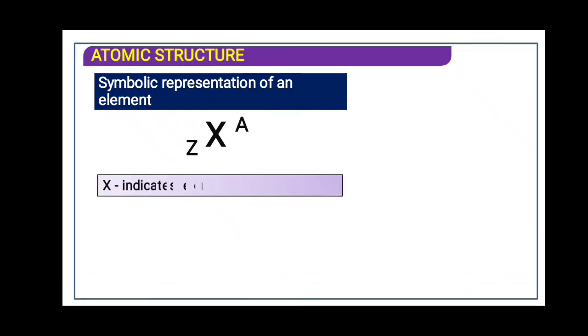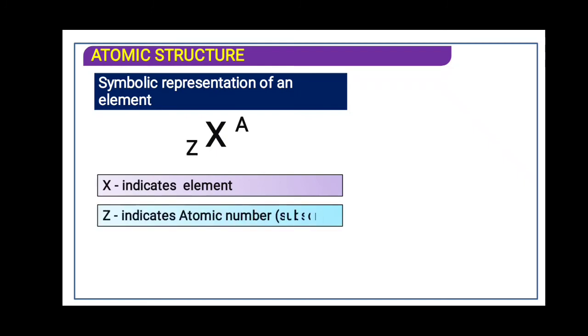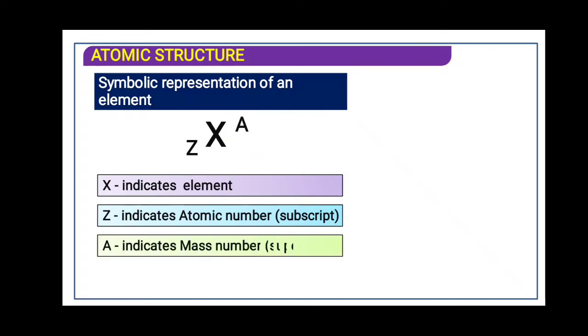Symbolic representation of the element: X, below there is Z, on the top there is A. X is an element, any element, generalized as X. Z indicates the atomic number, that is the subscript. In computer language, the letter which is below is called a subscript, and capital A indicates the mass number, which is called a superscript.